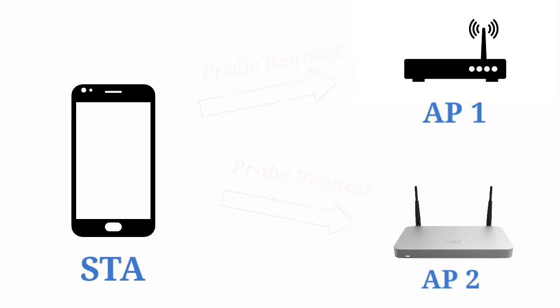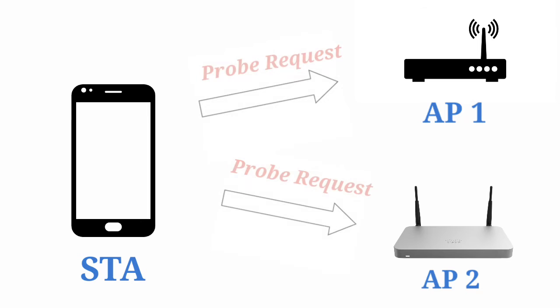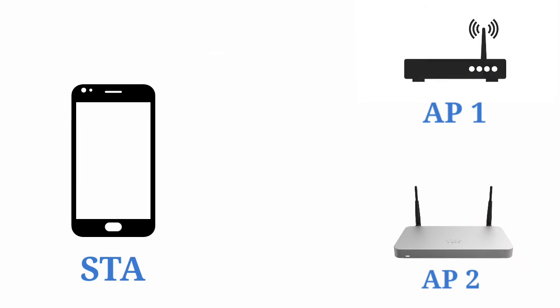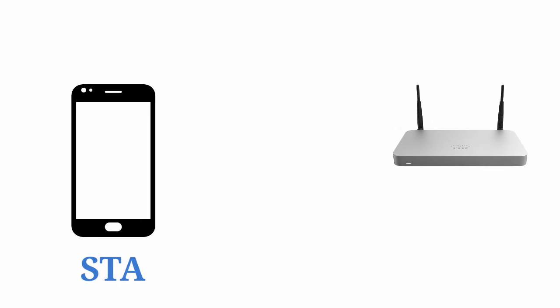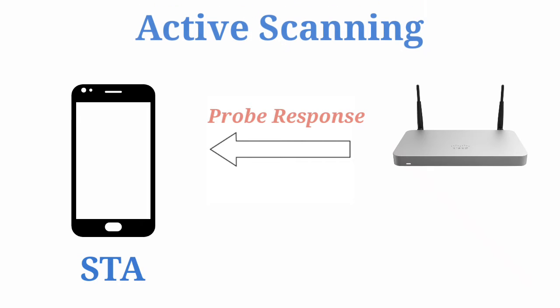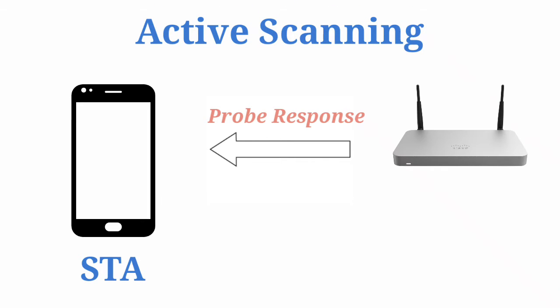Alternatively, the STA can transmit a probe request message on every channel, wait until an available AP in range reveals itself, and replies with a probe response message. This process is called active scanning or probing and can significantly speed up the detection and selection of an access point.